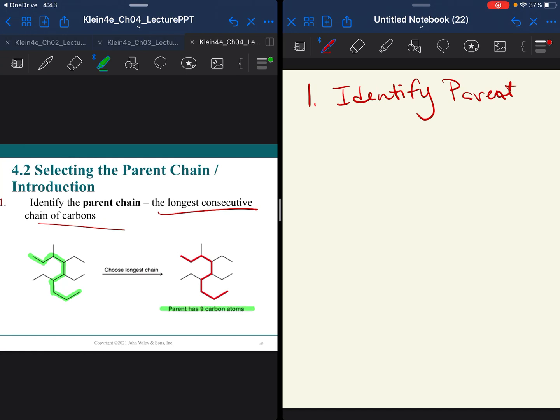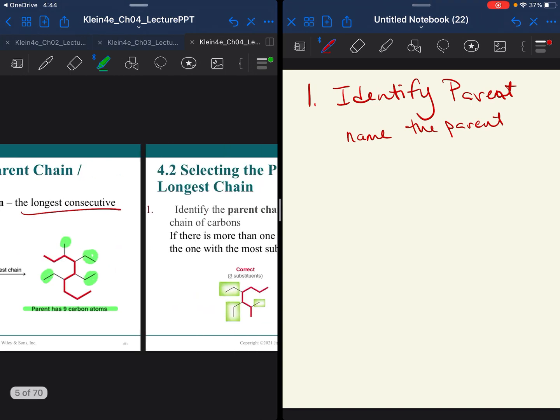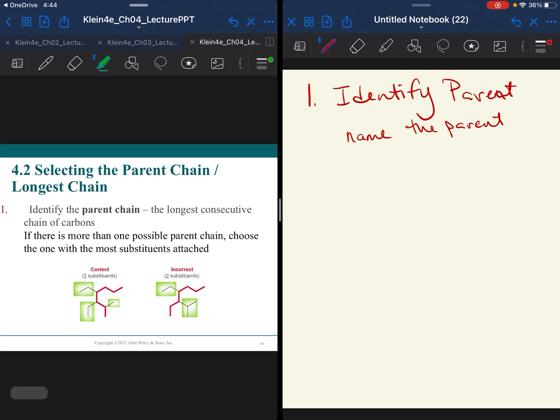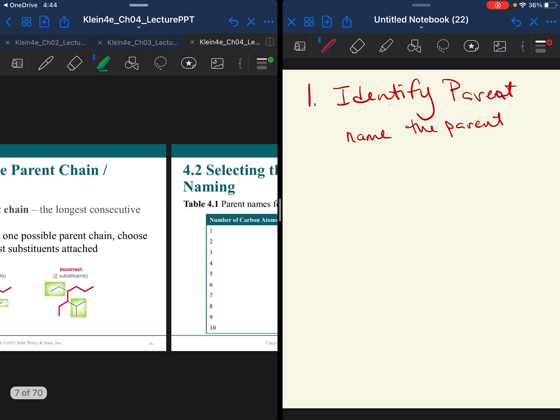All right, so my parent is going to have 9 carbon atoms for this compound. There are going to be 1, 2, 3, 4 substituents, right? Other carbon chains that are hanging off the parent. But first, let's talk about naming the parent. All right, so name the parent. You are going to have to memorize the first 10. And let's see if there is, oh, here it is. Okay, so we identified the parent. We're going to come back to this slide.